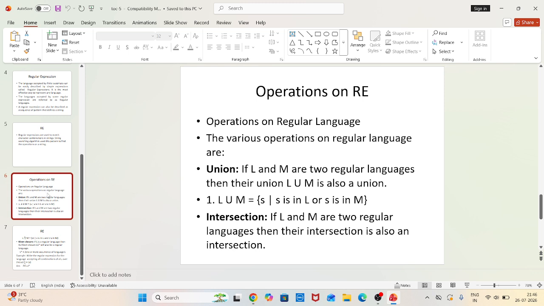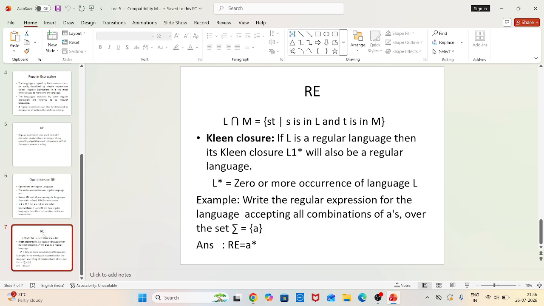Next, intersection. If L and M are two regular languages, then their intersection is also a regular language. That is, L intersection M equal to S, that is, S is in L and S is in M. Next, closure, that is Kleene closure. If L is a regular language, then its Kleene closure is represented as L star, which will also be a regular language. L star equal to 0 or more occurrences of language L.